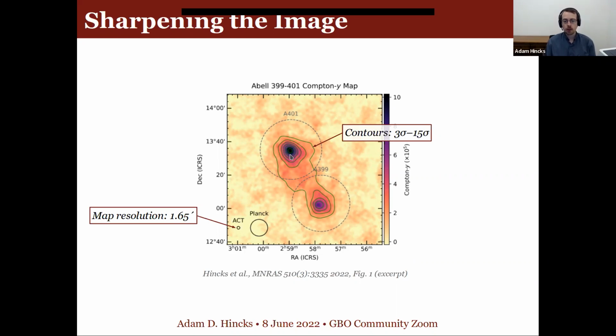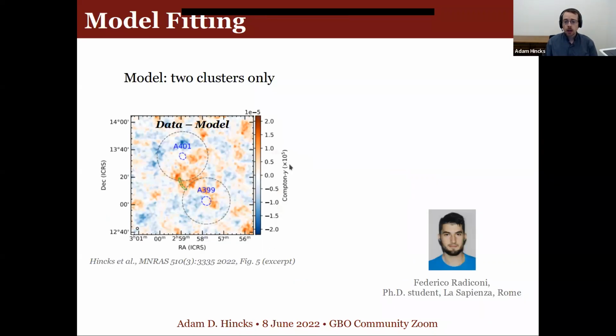So let's imagine that there are only the clusters here. And we fit an elliptical beta model, for those of you familiar with galaxy clusters. But the point is that it's allowed to be elliptical for each of these clusters. And this was done, by the way, by Federico, who's finishing up his PhD in Rome. So he kind of led the data modeling, and he's going to be on the postdoc market soon.